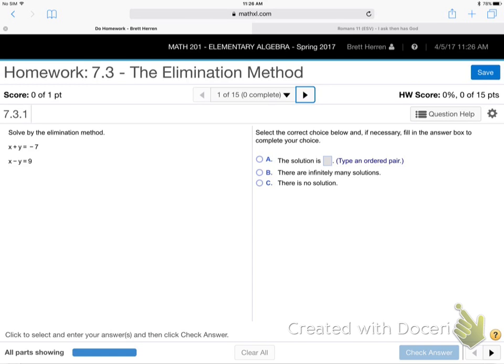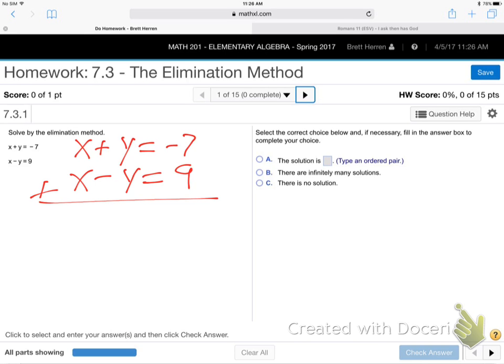Let me bring them over here, make them a little bigger. We're going to take these two equations and we're going to add them up. This method is called elimination. It's also called the addition method. So the addition method or the elimination method, it goes by either name, also known as either one.